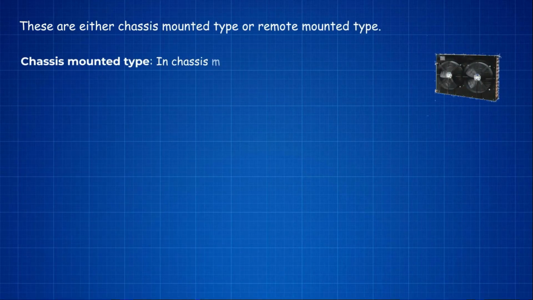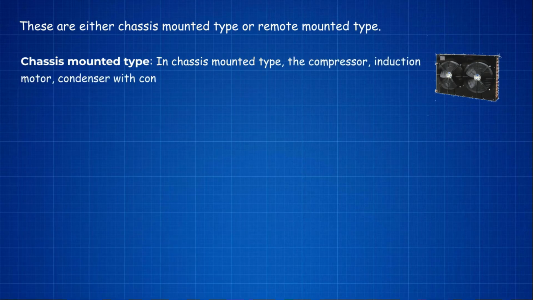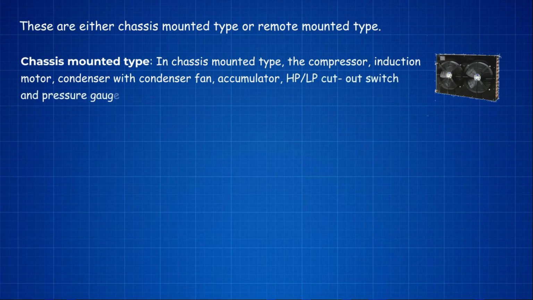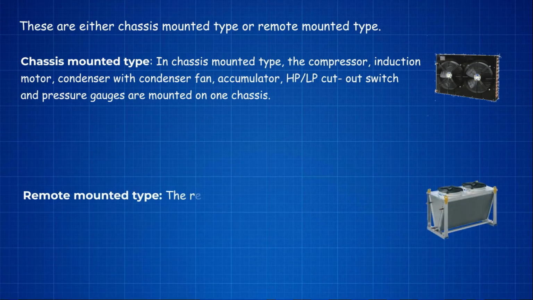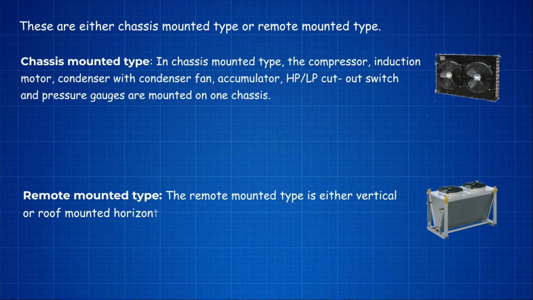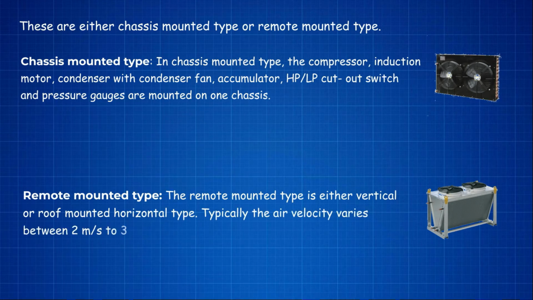These are either chassis-mounted type or remote-mounted type. Chassis-mounted type. In chassis-mounted type, the compressor, induction motor, condenser with condenser fan, accumulator, HP or LP cutout switch, and pressure gauges are mounted on one chassis. Remote-mounted type. The remote-mounted type is either vertical or roof-mounted horizontal type. Typically the air velocity varies between 2 meters per second to 3 meters per second.